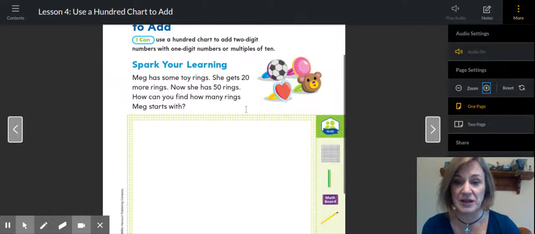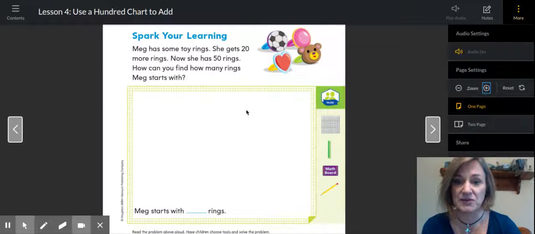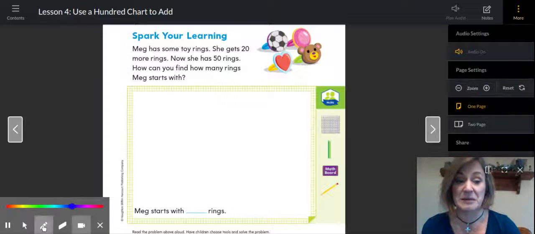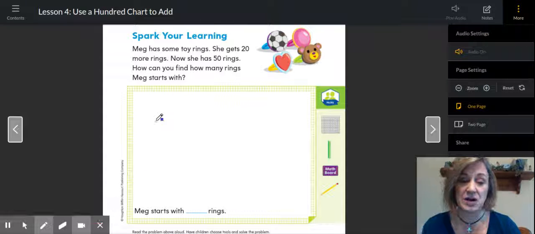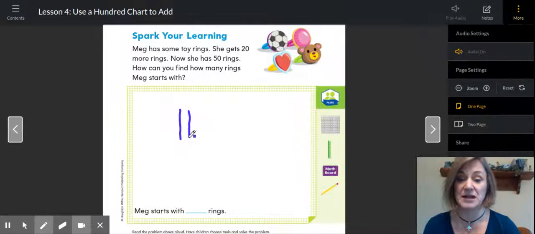So for Spark Your Learning, Meg has some toy rings. She gets 20 more rings. Now she has 50 rings. How can you find how many rings Meg starts with? So I'm not going to use the hundreds chart for this one. I'm going to use a quick picture because remember in math, a lot of our learning is all about whichever strategy works best for you. So that's why they give you so many different tools over here that you could try. So for me, I want to draw 5 tens for the 50 rings that she wants to end up with. So I'm just going to do a quick picture for the 50 rings.